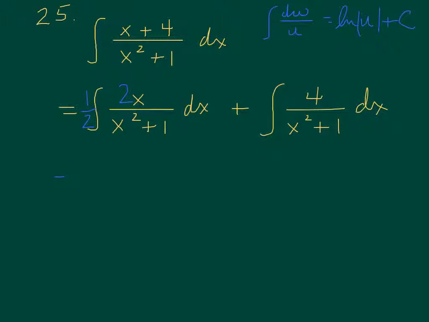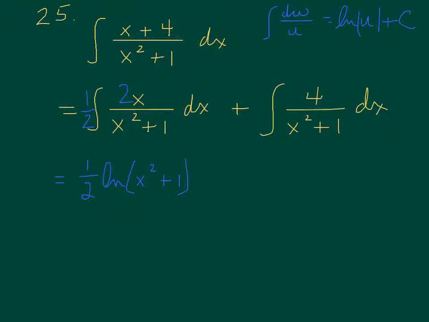And then that first integral is 1/2 the natural log of x squared plus 1. We don't really need absolute value bars this time because x squared plus 1 will always be positive for any real number x. So absolute value bars would be extraneous.